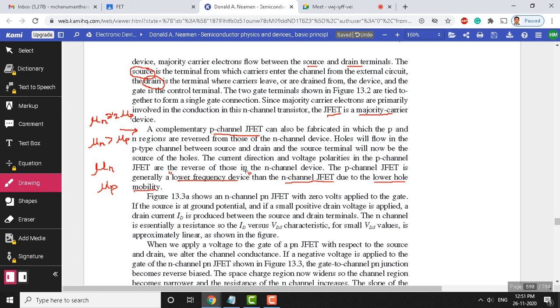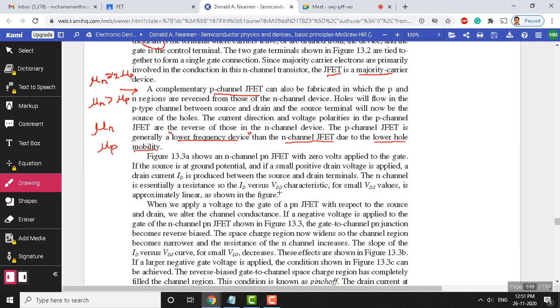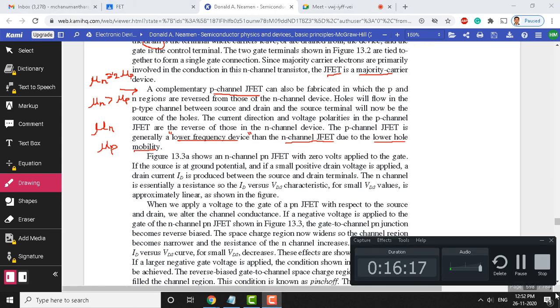With that, I will stop here. Next class, I would like to continue the N channel JFET operation, and let us plot the voltage versus current characteristics from the basic PN JFET operations. I will stop at this point and continue next class.